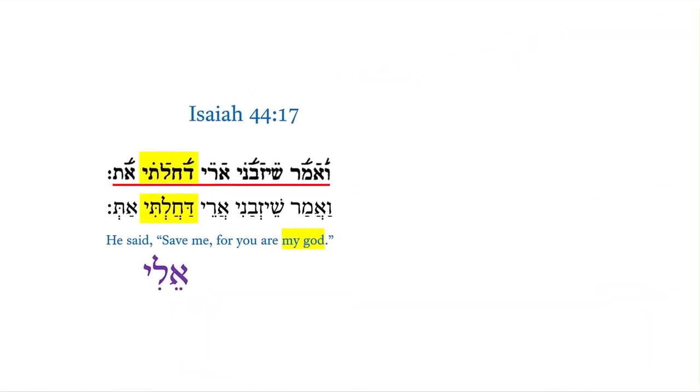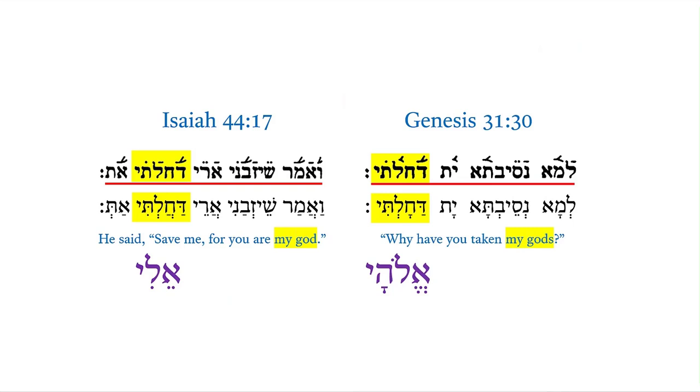Now, in distinction to that, in Genesis 31:30, why have you taken my gods? That's definitely a plural in context, and it's Elohai. Now notice there is a spelling difference on the chet here. For the plural, it's a full vowel, whereas it is a compound shewa in Isaiah 44:17 for the singular.